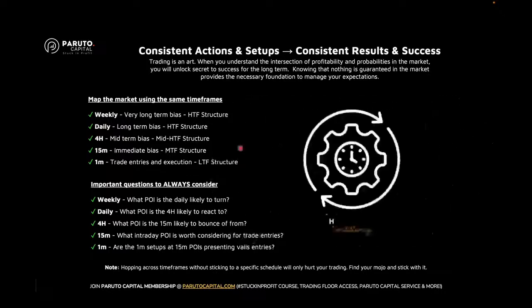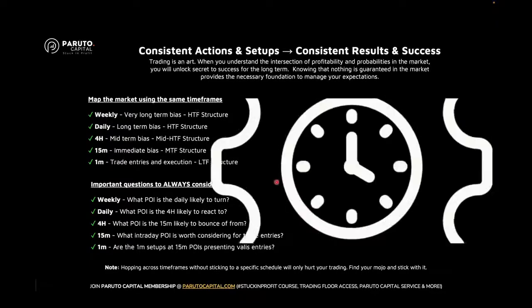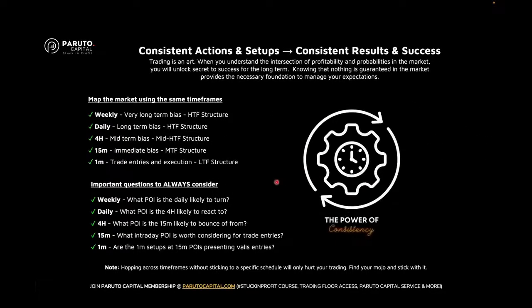One is, what POI is the daily likely to turn? On the daily, you're looking at what POI a 4-hour is likely to react to. On the 4-hour, you're looking at what POI a 15 minutes is likely to bounce from. And then on the 15 minutes, you're looking at what intraday POI is worth considering for trade entries. And on the 1 minute, you look for your setups, like we saw, the flip and the chalk, and then we took the trade literally.